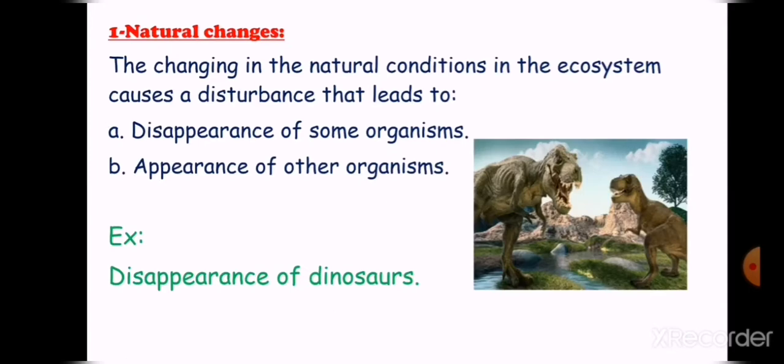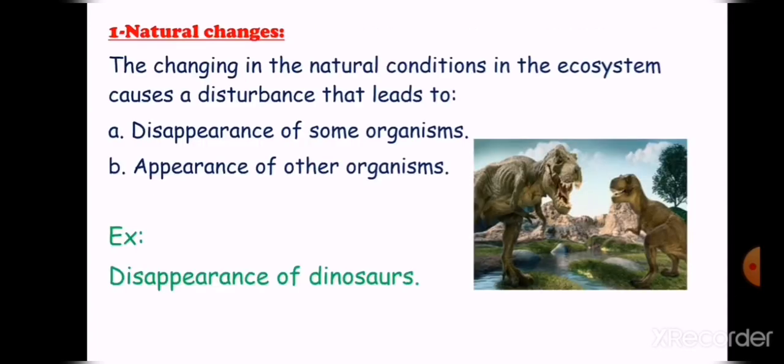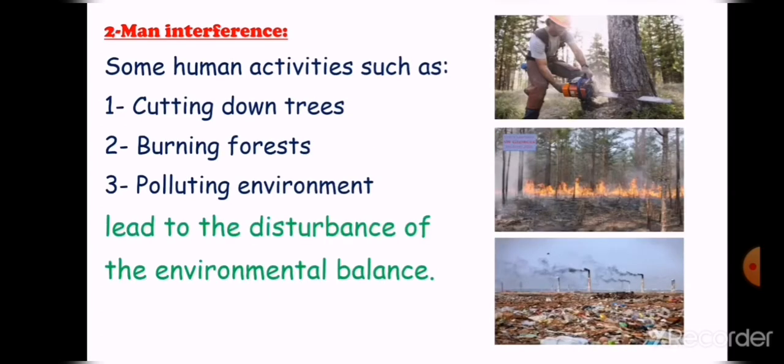So again, there are two factors that harm the environmental balance. What are they? Natural changes or man interference. Natural changes like the changing in the natural conditions in the ecosystem that causes disturbance that leads to disappearance of some organisms and appearance of other organisms, like the disappearance of dinosaurs. This is natural changes. But the man interference like cutting down trees and burning forests and polluting the environment.